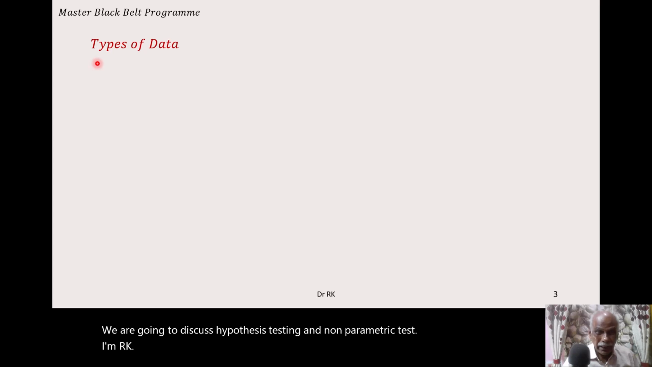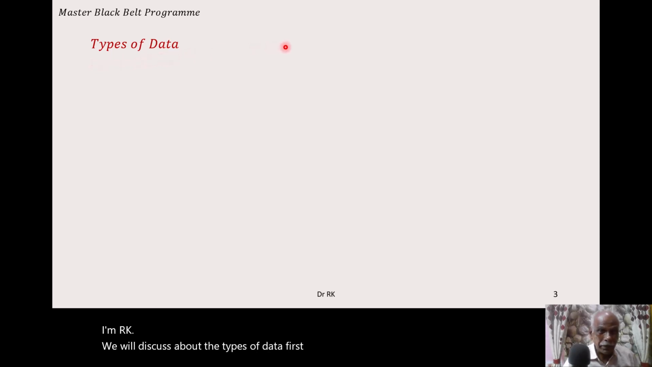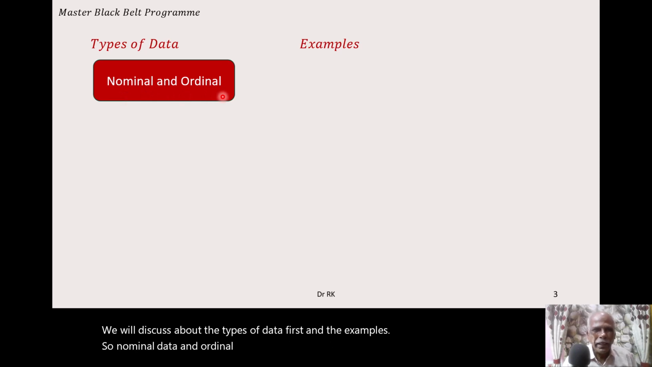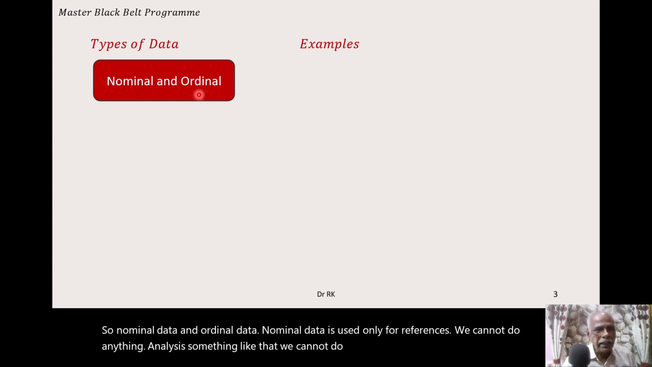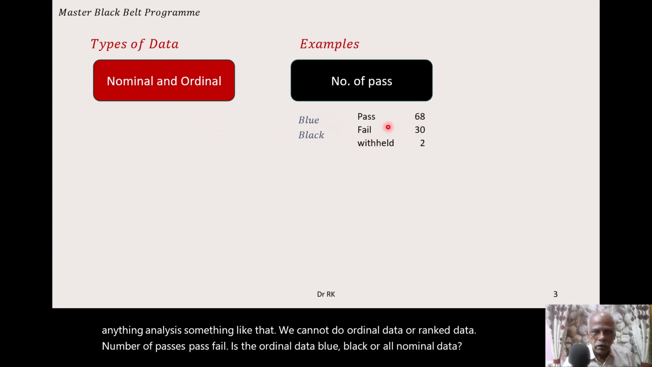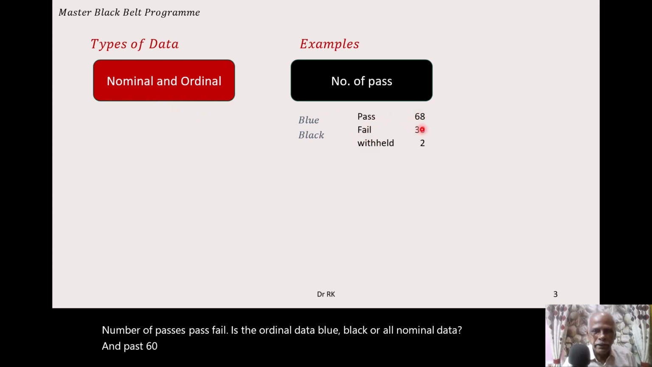We will discuss the types of data first and the examples. So, nominal data and ordinal data. Nominal data is used only for reference. We can't do any analysis with it. Ordinal data is ranked data. Number of passes, pass, fail is ordinal data. Blue, black are all nominal data. And pass 68 people, fail 30 people, withheld 2 people. And how do we use this?